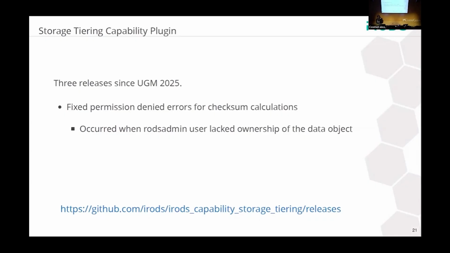Storage tiering has had 3 releases since the last UGM. The main fix is that we have addressed a bug in which the admin keyword was not being set when the local rodsadmin would attempt to compute checksums on behalf of the storage tiering capability plugin. Normally what would happen is that when replication or an operation was triggered, or something had to be tiered out, a checksum would have to be computed at some point. The rodsadmin would be blocked from doing that because the admin keyword was not set, and we've corrected that with this release.